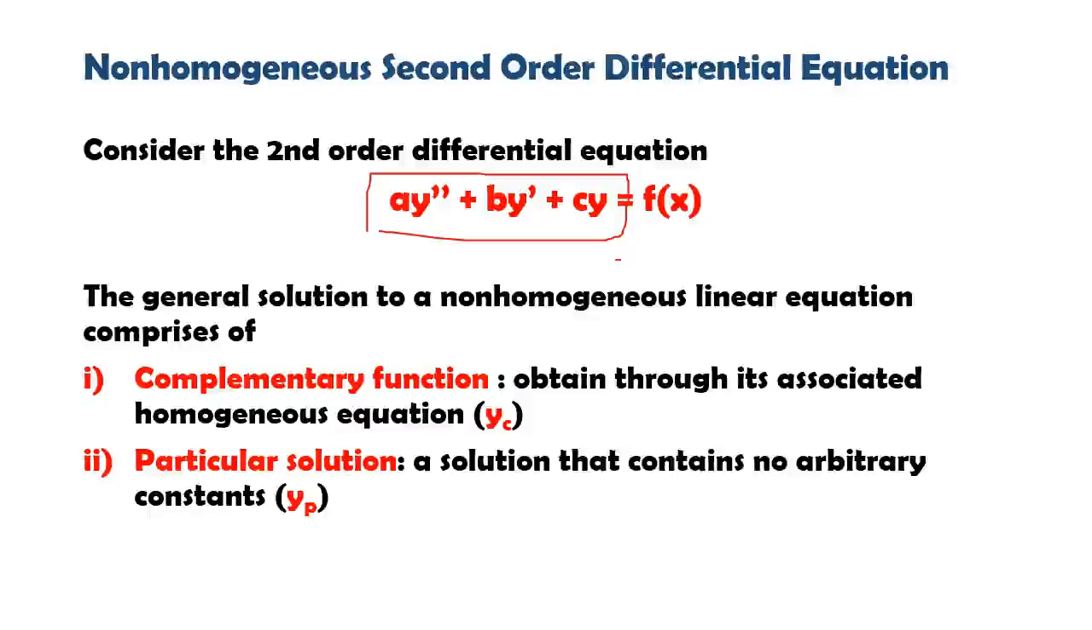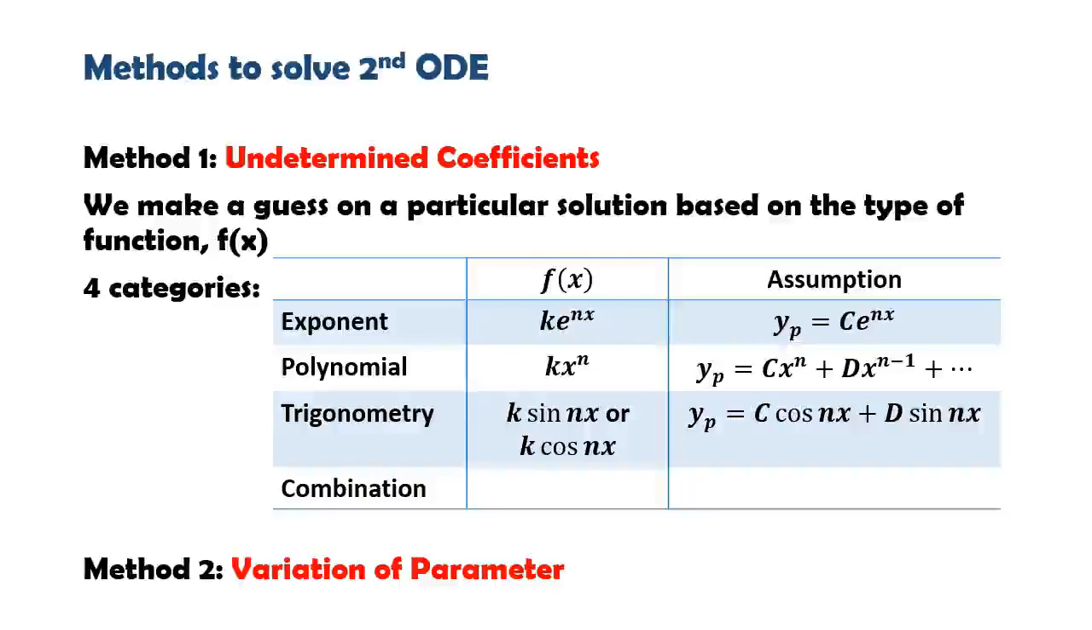The second part of the solution comprises the particular solution. In this case, it contains no unknown constant, and we represent it with yp. Therefore, the solution for y is equivalent to yc plus yp. So altogether, there are two methods to solve this second order differential equation.